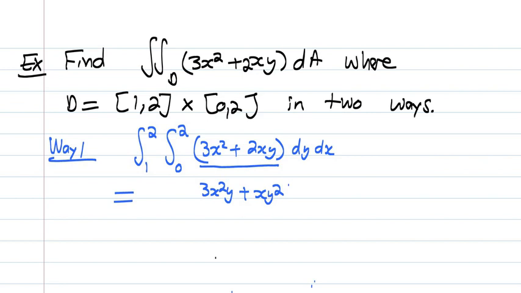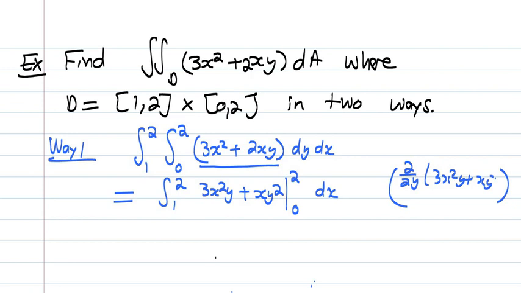And as before, you draw a vertical line. The top bound is 2 and the bottom bound is 0, and it's an integral from 1 to 2 dx. And we are happy because if you do partial y of 3x squared y plus xy squared, that is indeed equal to 3x squared plus 2xy. So that's what you do. So you work from the inside to the outside.